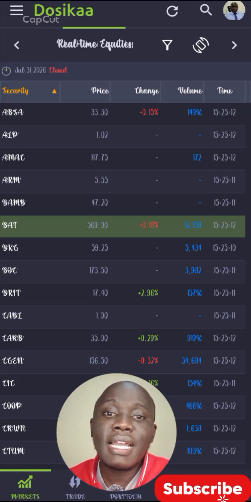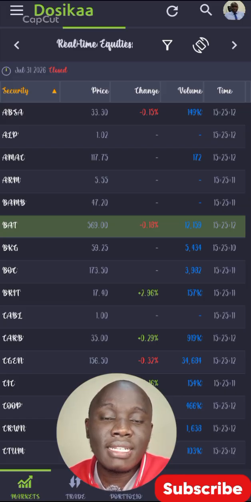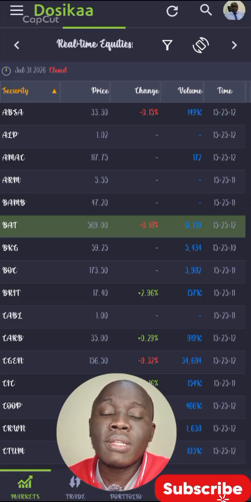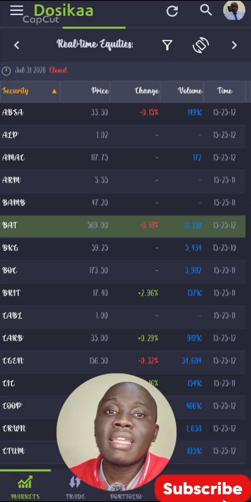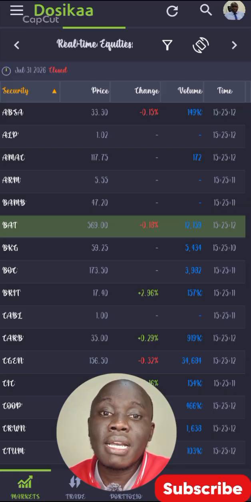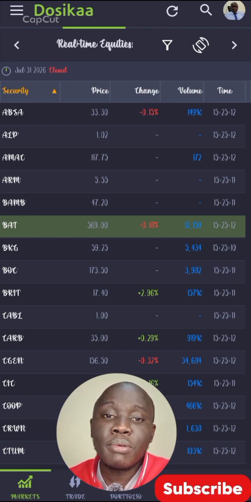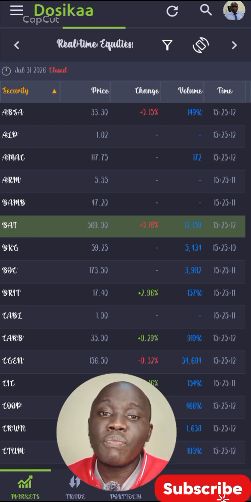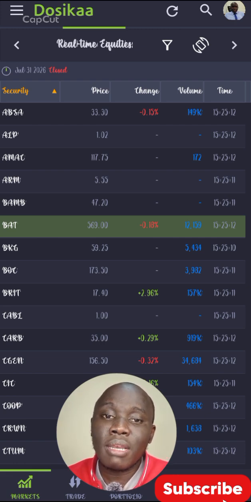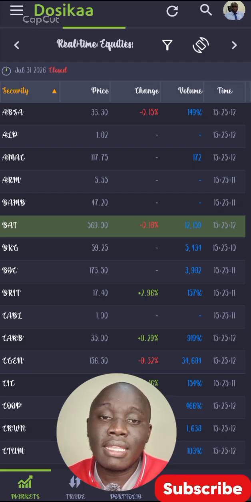So any investor, any shareholder, should understand how to go about selling their shares in the Nairobi Securities Exchange, and what the best price is to set when selling so that they can realize their maximum gain. That is why it is important that we discuss this, so that you can understand how to sell the shares.